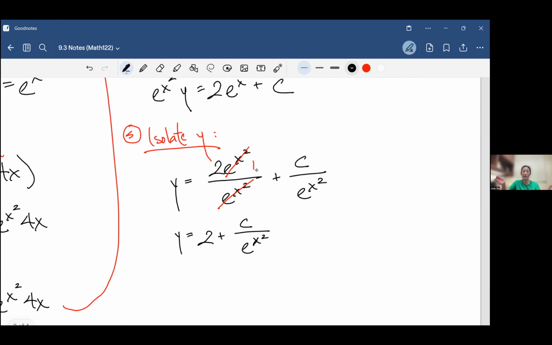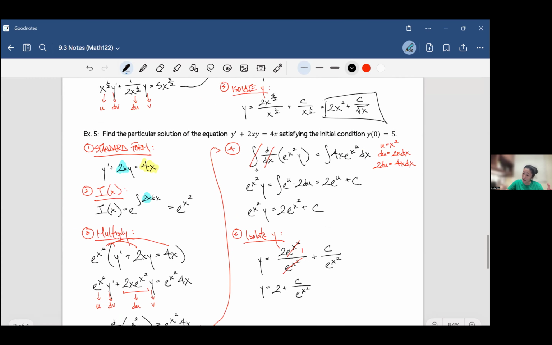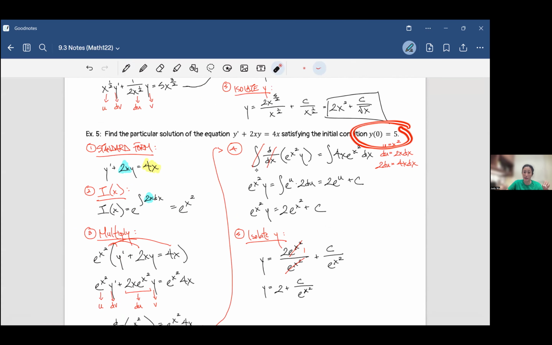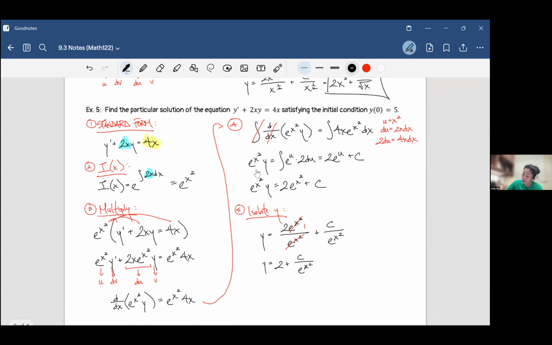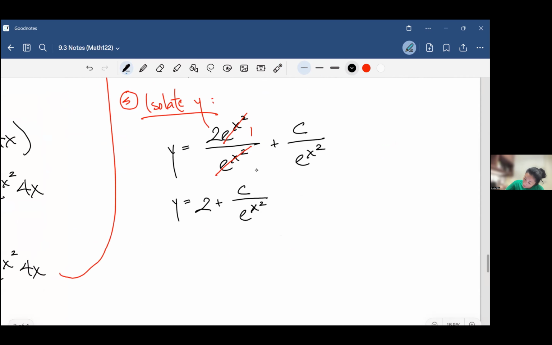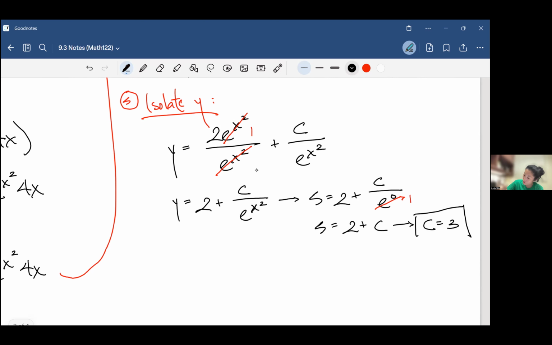Now, if I was not given any initial conditions, I would be done, but we have the initial conditions 0 for x and 5 for y. So let's plug those in to find our c value. 5 equals 2 plus c over e to the 0. Okay, well, we know e to the 0 is 1. So really I have 5 equals 2 plus c, and that gives me c is 3.